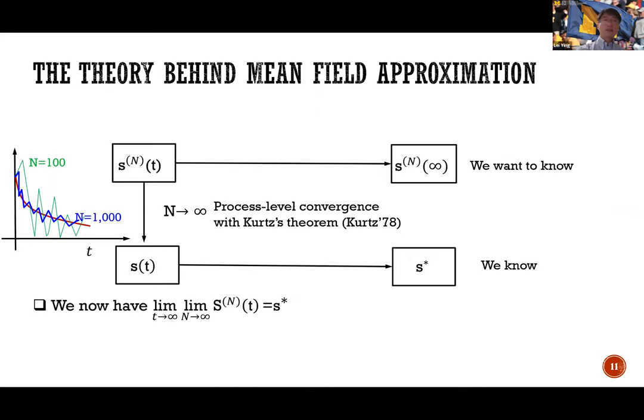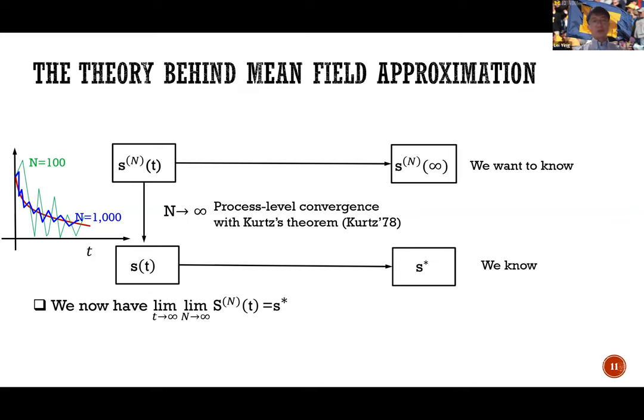The way to prove that using the traditional approach is you first fix time t, look at a finite time, and then let n go to infinity. In that case, you have something called process level convergence, which can be shown using, for example, Kurtz's theorem. So when t is fixed and n goes to infinity, you basically have a process level law of large numbers, so it will converge to the trajectory of the dynamical system. Then we can also show that for the dynamical system, if it's stable, it will converge to its unique equilibrium point S star, right?